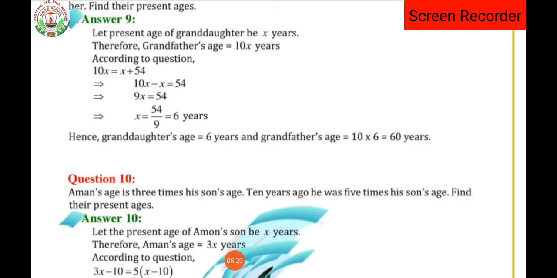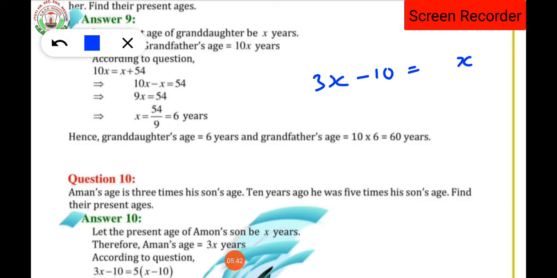Now after that, in the same part of the question it is said that he was 5 times his son's age. If father's age 10 years ago is 3x minus 10 and son's age is x minus 10, then 5 times the son's age, so 5 will be multiplied with the son's age. This one is the son's age and this one is Aman's age.